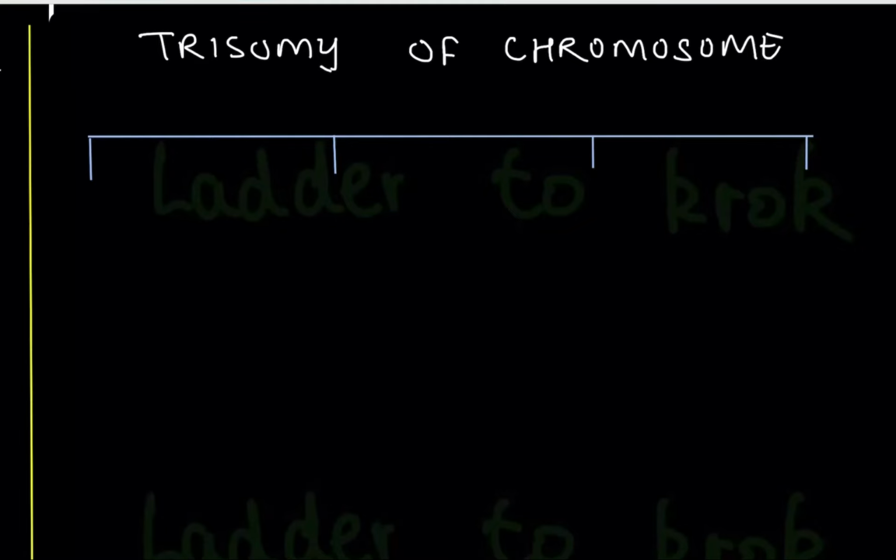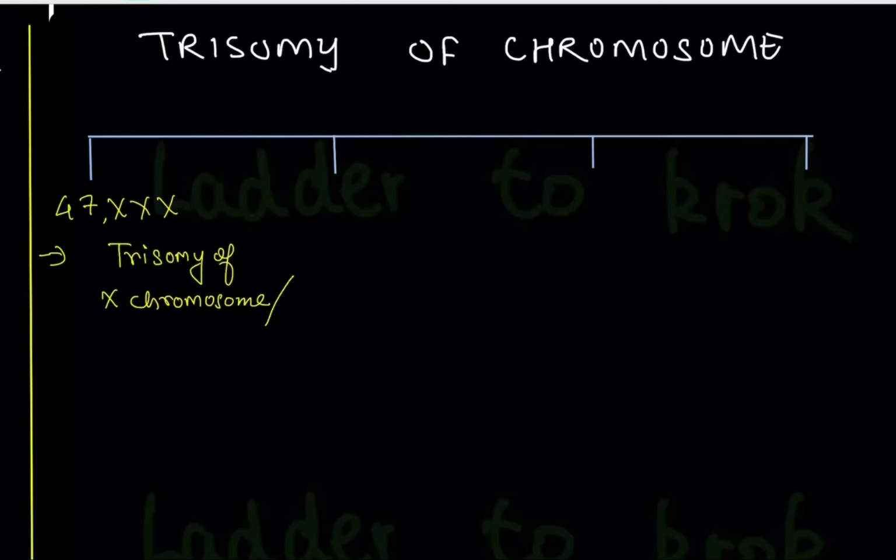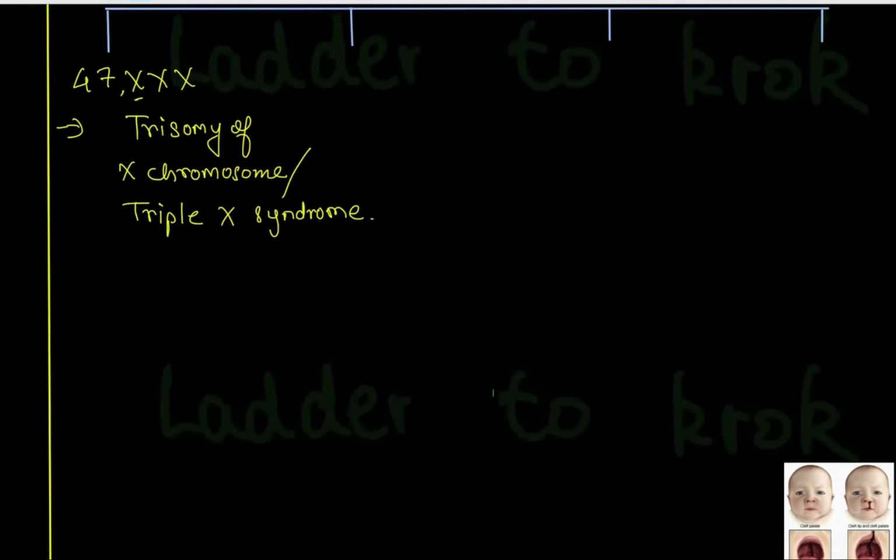Understood? So let's do the first trisomy of chromosome, that is trisomy of X chromosome, 47XXX. The name of it is trisomy of X chromosome, or triple X syndrome. I hope this is clear. Trisomy of X because 3 X are present. Triple X syndrome because triple X.